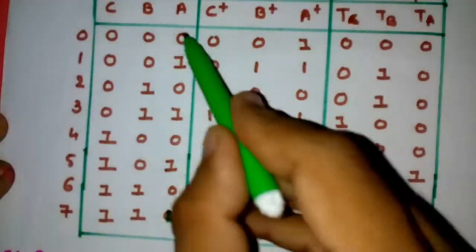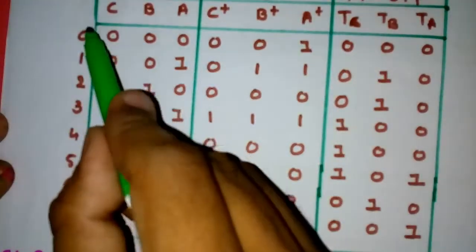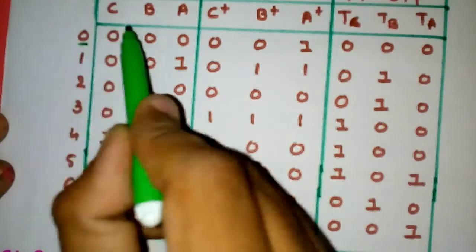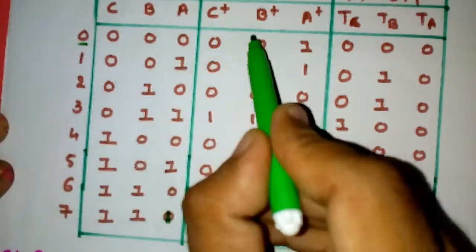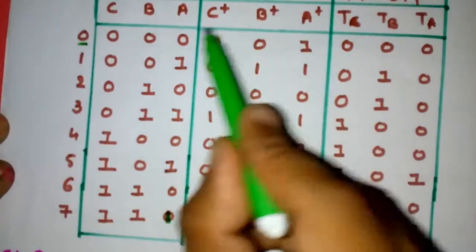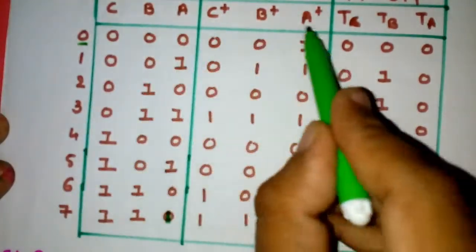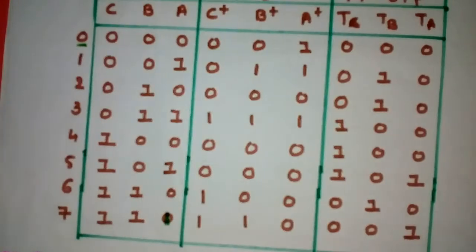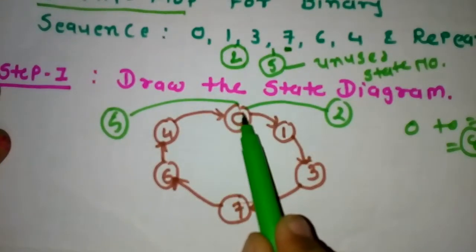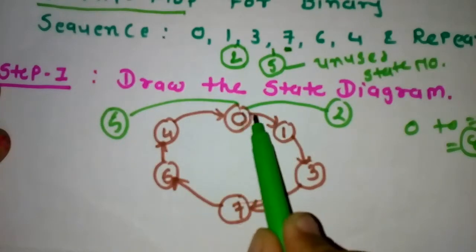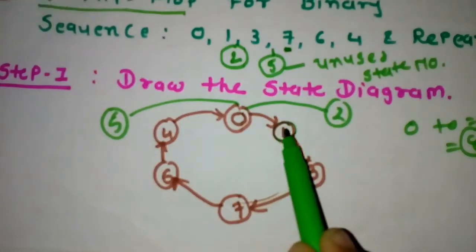This is called the present state. So what is the next state? How do we define the next state of each of these states? For example, state 0: the present state is 0, 000. The next state is defined according to our state diagram. So we look at the state diagram: the present state is 0, so what is the next state after 0? The next state after 0 is 1.